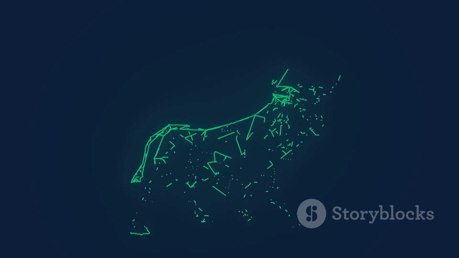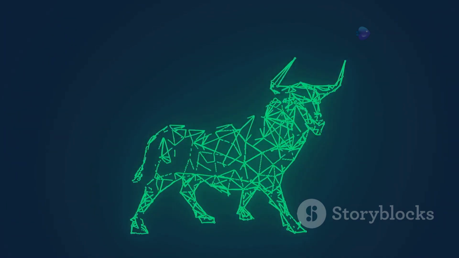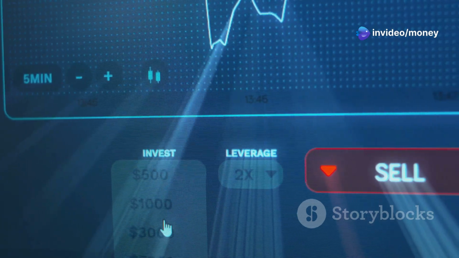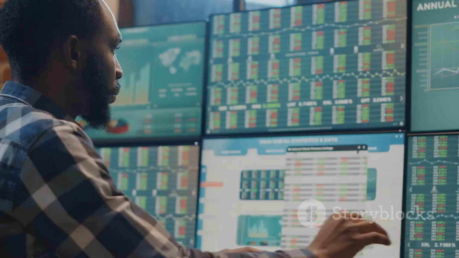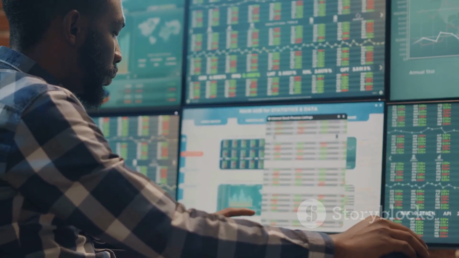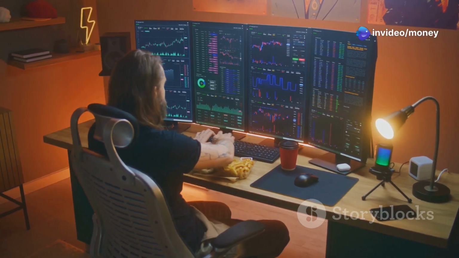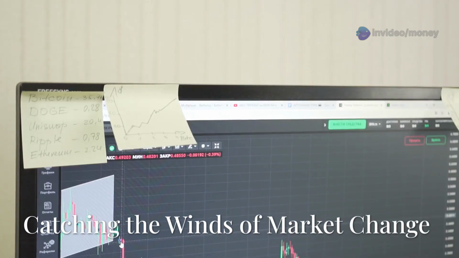For example, if the DI+ is above the DI- and the ADX is above 25, it's a strong bullish signal. Conversely, if the DI- is above the DI+ and the ADX is above 25, it's a strong bearish signal. But remember, like any good compass, the DMI works best when you use it in conjunction with other tools and indicators. Combine it with your own analysis, and you'll be well on your way to navigating the markets with confidence.